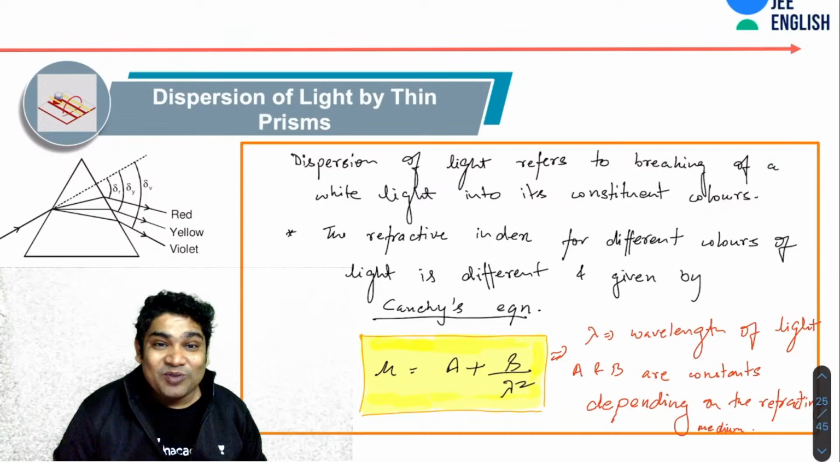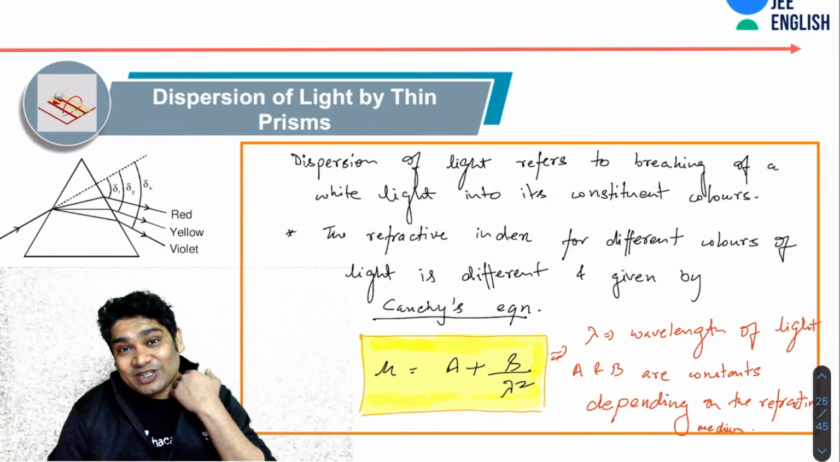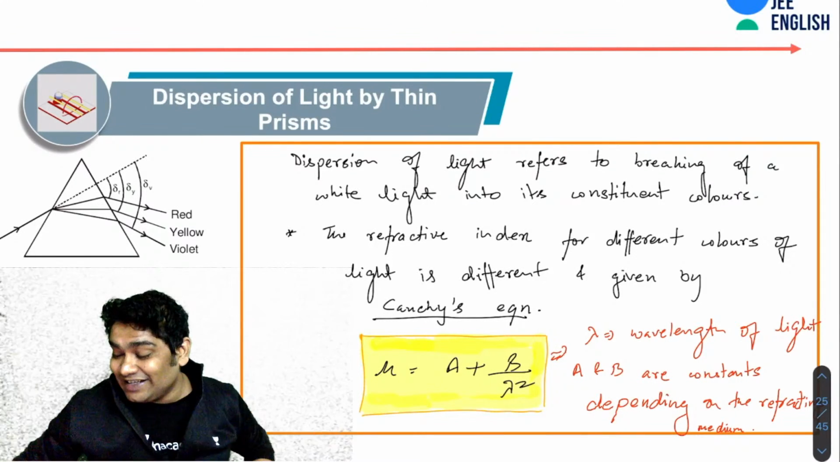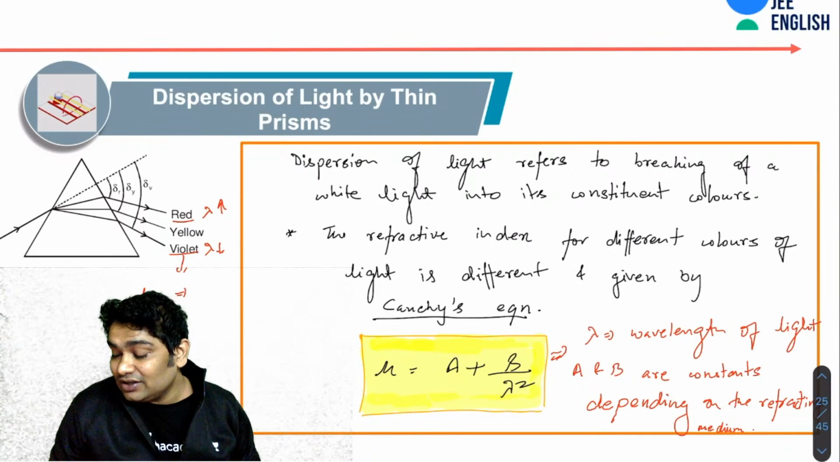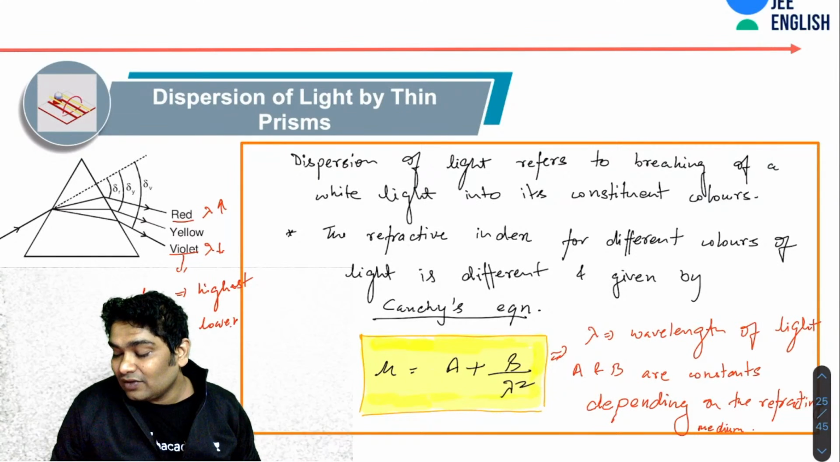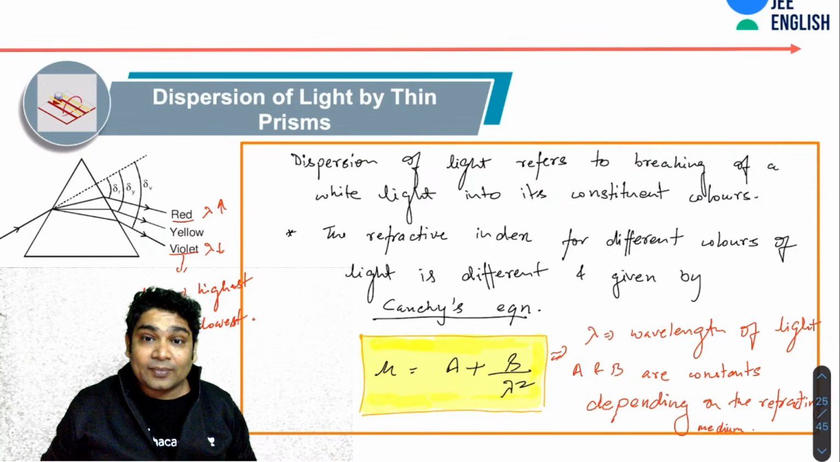Now, more lambda means lesser frequency. So which one of the following has the least frequency? So this one. This has the lambda which is greatest. This has the lambda which is smallest. So what you realize is mu of violet is the largest, is highest across the constituent colors, and mu for red is the lowest for all the constituent colors.